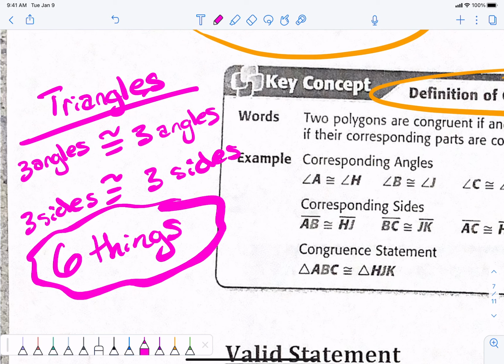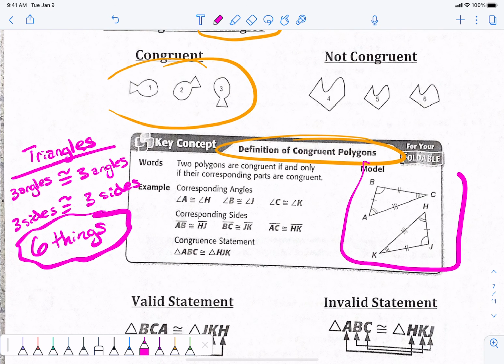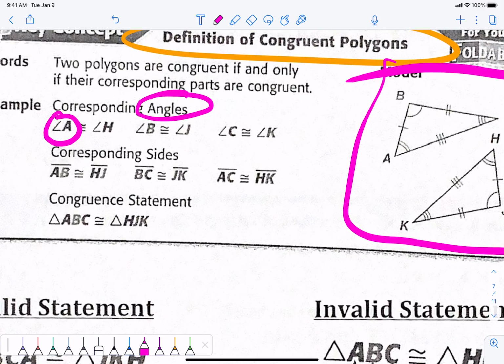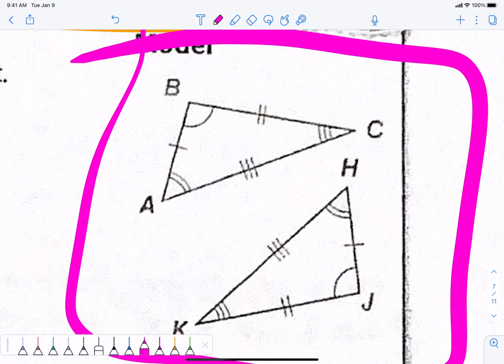Tomorrow, we learn shortcuts, okay? Where you only have to do 3 things, but we'll get to that. So we have to start with doing all 6 things. So if I'm trying to prove that these 2 triangles are congruent to each other, I have to first check off all the angles, okay? Can I zoom in on the other side? Check off all the angles. So they start with angle A. They say angle A is congruent to angle H. They use the symbol. So A is matching up with H. From the figure, how do you know that A matches up with H?